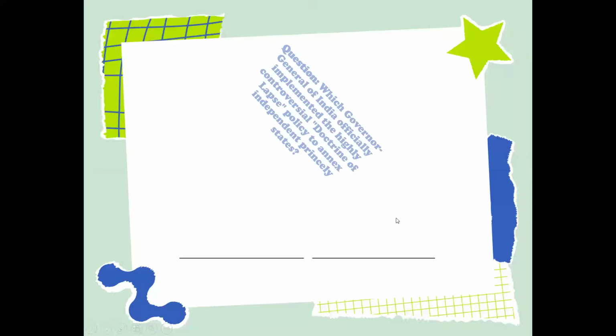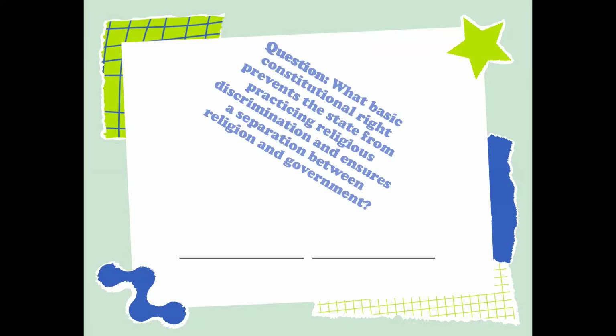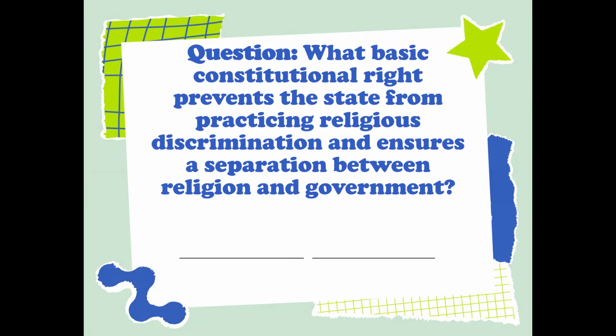Next. Which Governor General of India officially implemented the highly controversial doctrine of lapse policy to annex independent princely states? Dalhousie. Next. What basic constitutional principle prevents the state from practicing religious discrimination and ensures a separation between religion and government? The answer is secularism.